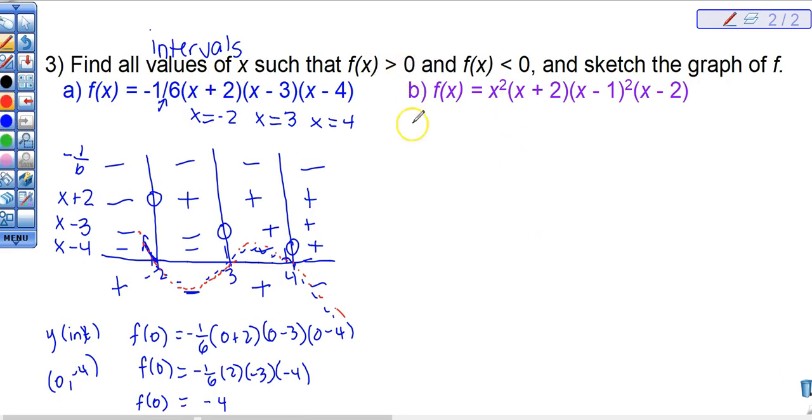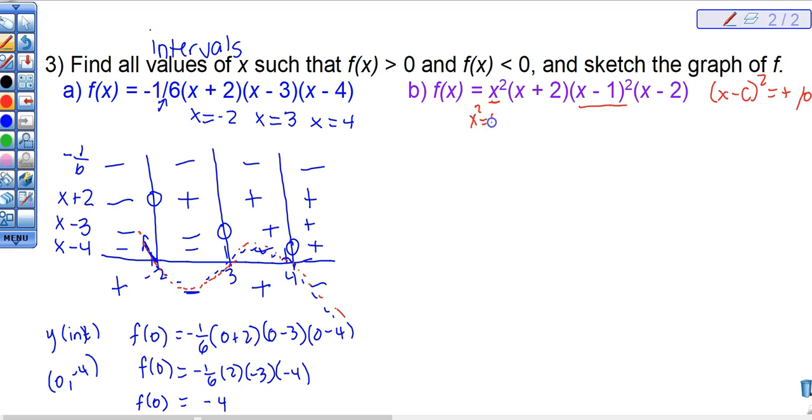All right, so here we have another polynomial that's factored out. It's in its factored form, but do note that you do have some quantities or some factors that are being squared. So just remember that when you have a quantity being squared, it's always going to produce positive or zeros. It will not produce a negative. -5 squared is positive 25. So just remember that.